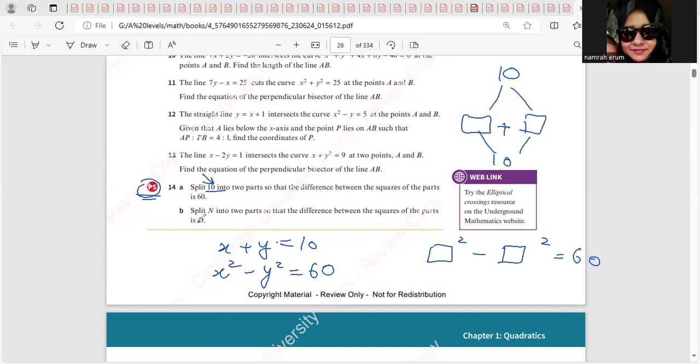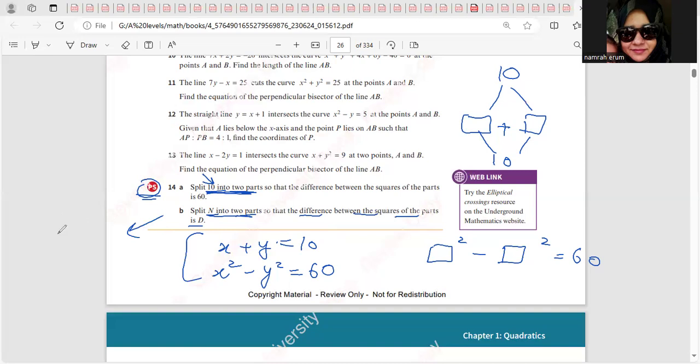Okay, split n into two parts so that the difference between the squares of the parts is d. What do you think? We have to make two equations again. It's the same thing, just instead of 10, we are using n here. So two equations. Then tell me the possible two equations.